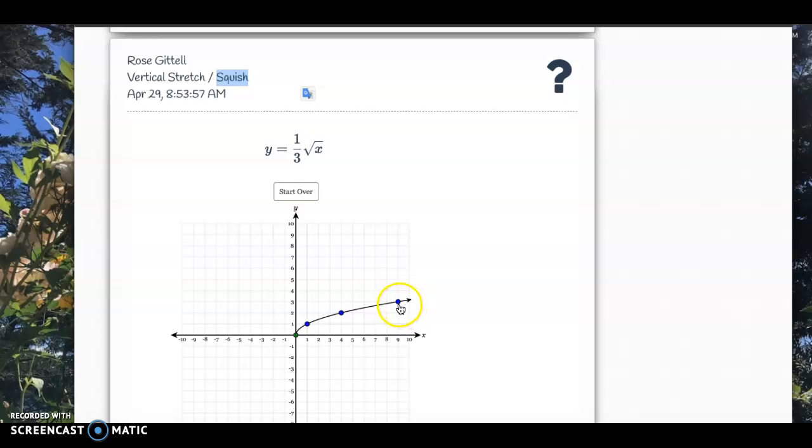Let me try this one, because this one's at 3. 1/3 of 3 is going to be 1, so I'm going to drag this one down to 1. Okay, so that's going to be shrinking by 1/3 because I went from 3 down to 1.